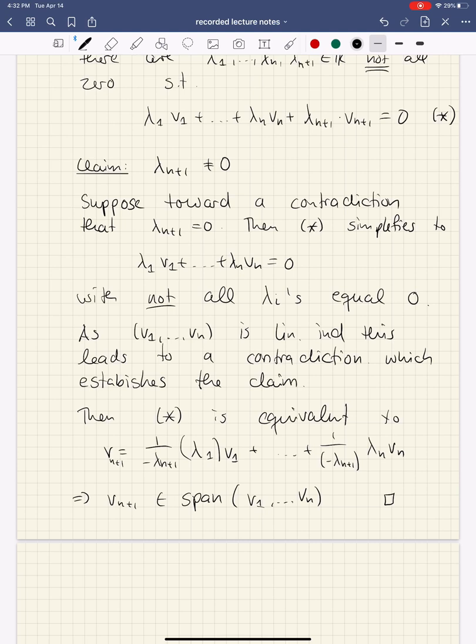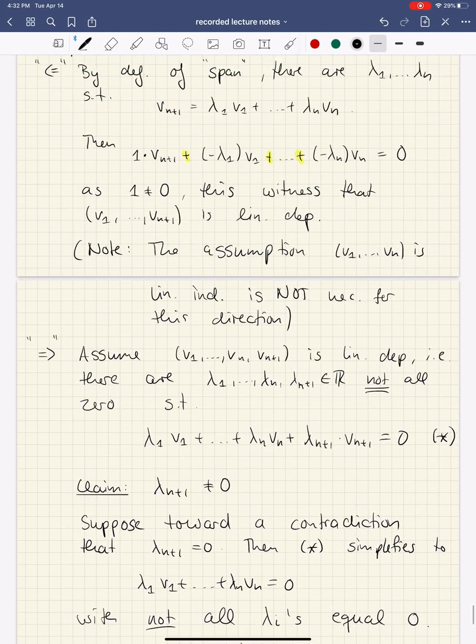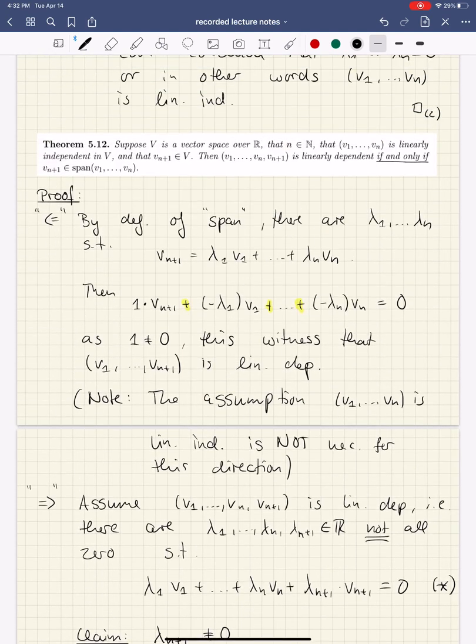And this will finish the recorded lecture for today. I will go over an example where this theorem fails whenever v1 through vn is not linearly independent, and I'll do that in the live lecture on Friday. I hope to see you there.